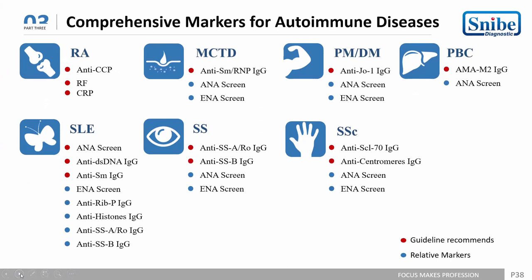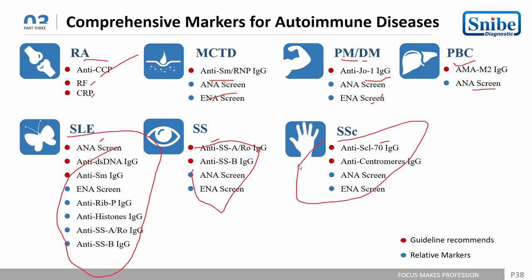So we have very comprehensive markers for autoimmune disease. If we talk about rheumatoid arthritis, we have anti-CCP, RF, and CRP markers. For MCTD, we have the ANA and ENA profile. For PM and DM disease, they have anti-Jo-1 IgG along with the ANA and ENA profile. For PBC, then SSc, SS, and SLE. So we have a very comprehensive menu for all types of common autoimmune diseases in the world.